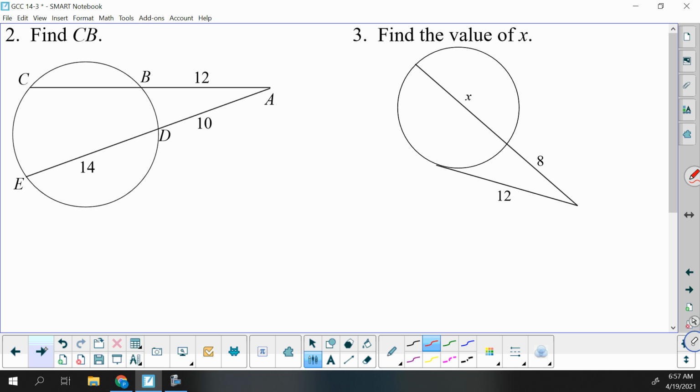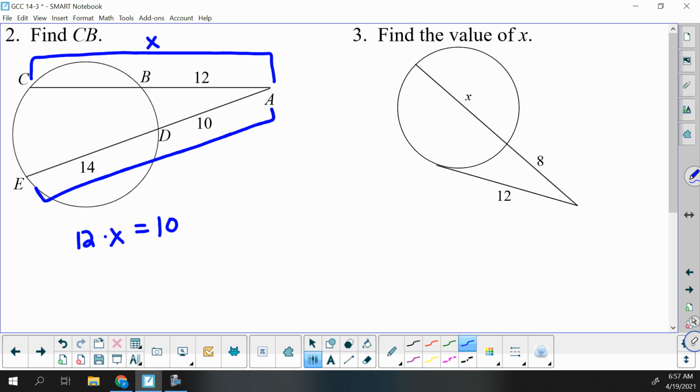All right, going down to the bottom, we've got an outside that is 12 times a whole that we don't know. So 12 times x equals an outside, which is 10, and our whole is not labeled for us, but we can figure it out. The 10 and 14 gives us 24. So this will give us 12x equals 240. We'll divide both sides by 12, and this will give us that x is equal to 20.